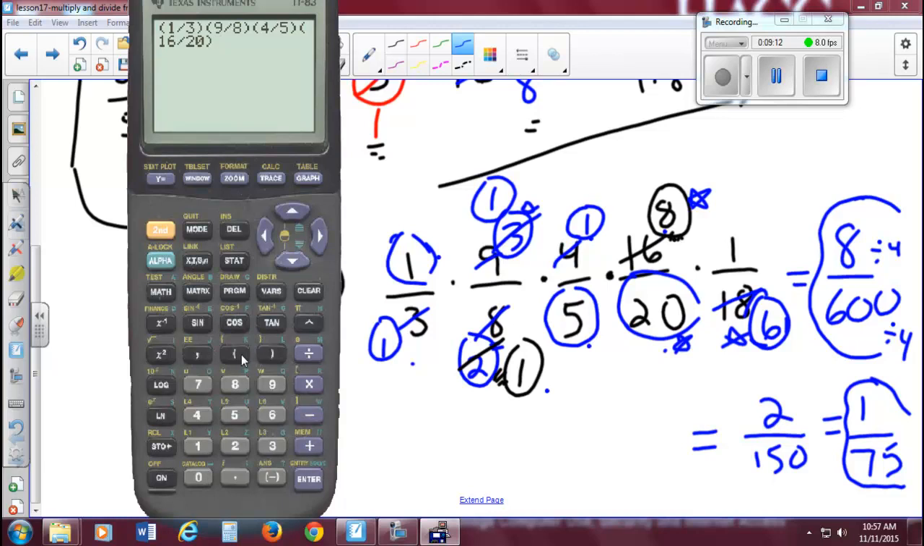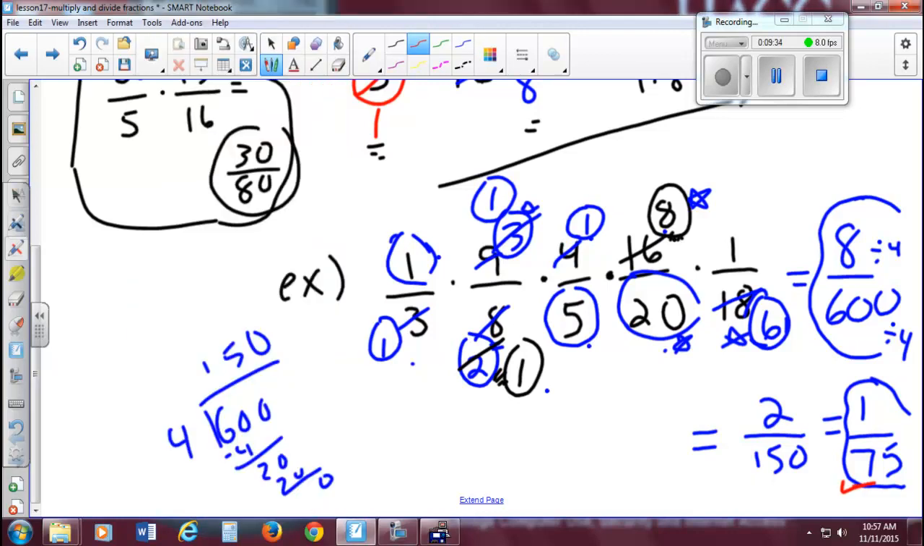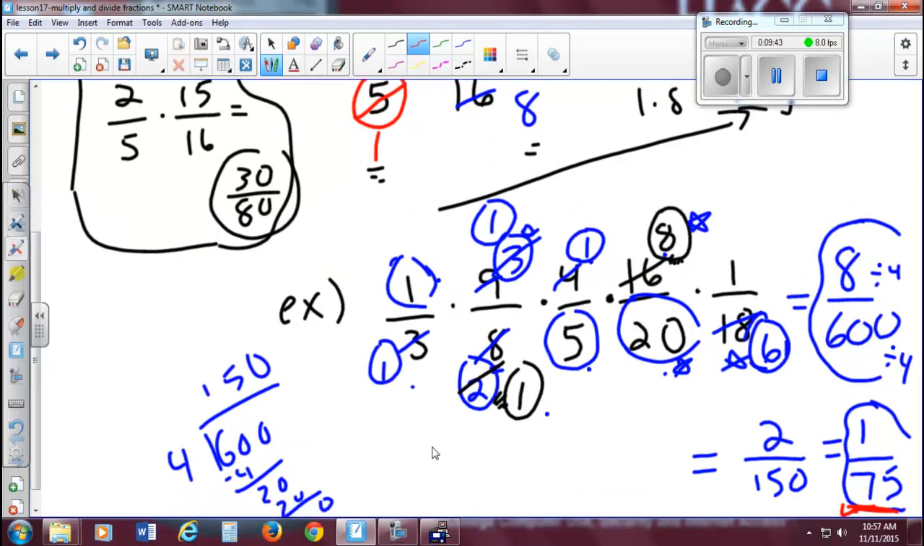That's why people get hooked on the calculator, because it makes it easier. And then 1/18. So you key all that into the calculator, you hit enter, and it gives you a decimal. But then you hit math, frac, enter, just hit enter. Look at that, and voila, 1/75. And that's exactly what we got. So we have the ability to check these things on a calculator, but just test yourself on your cross cancellation skills, I would say.